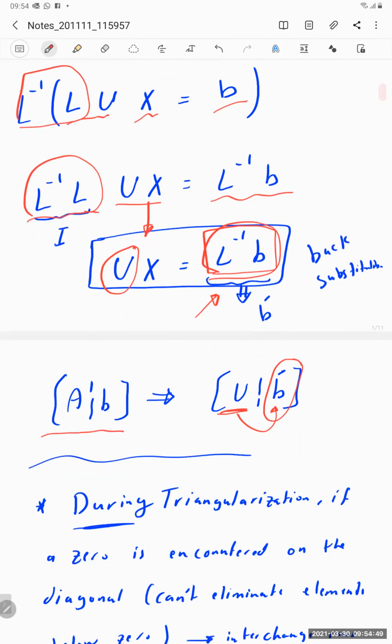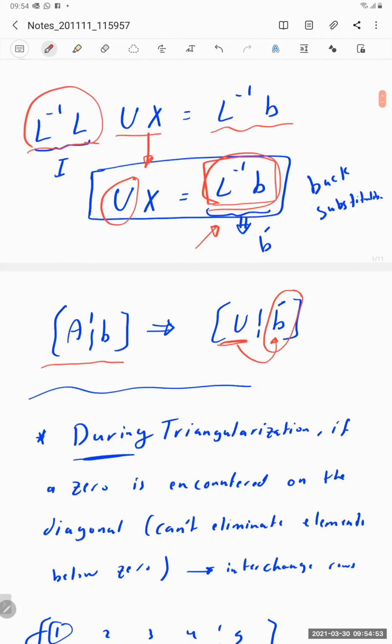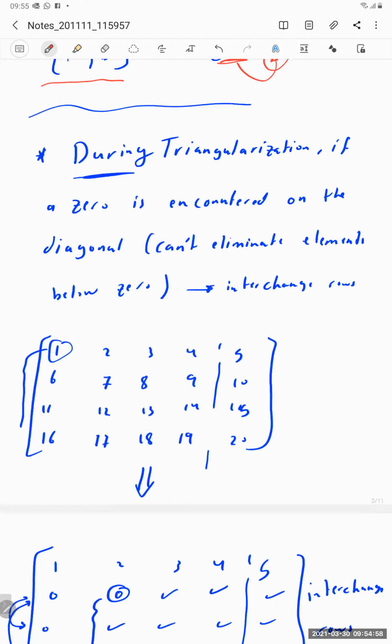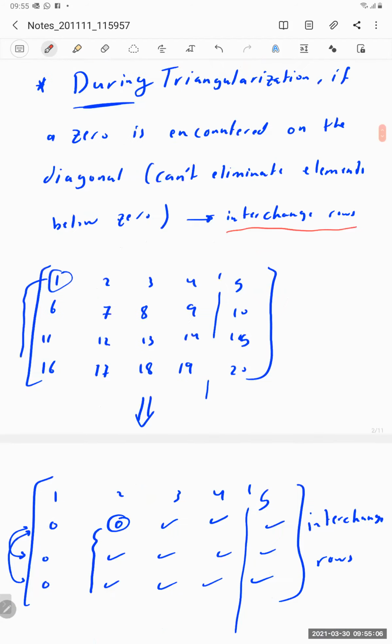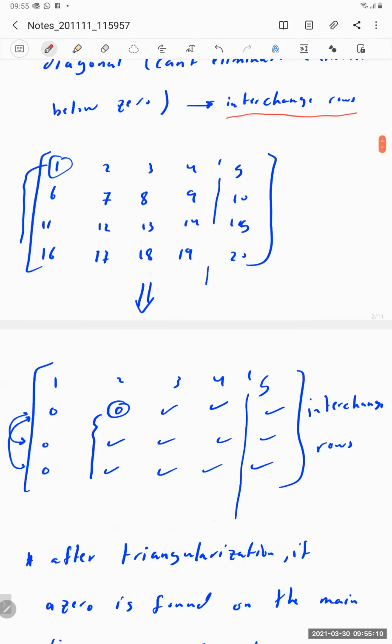طيب. During triangularization, if a zero is encountered in the diagonal, إذا صار في عندك zero in the main diagonal, we can't eliminate the elements below. We're gonna interchange the rows. We can interchange the rows. Yeah, something like this. لو كان في عندنا coefficient matrix augmented with whatever B vector.